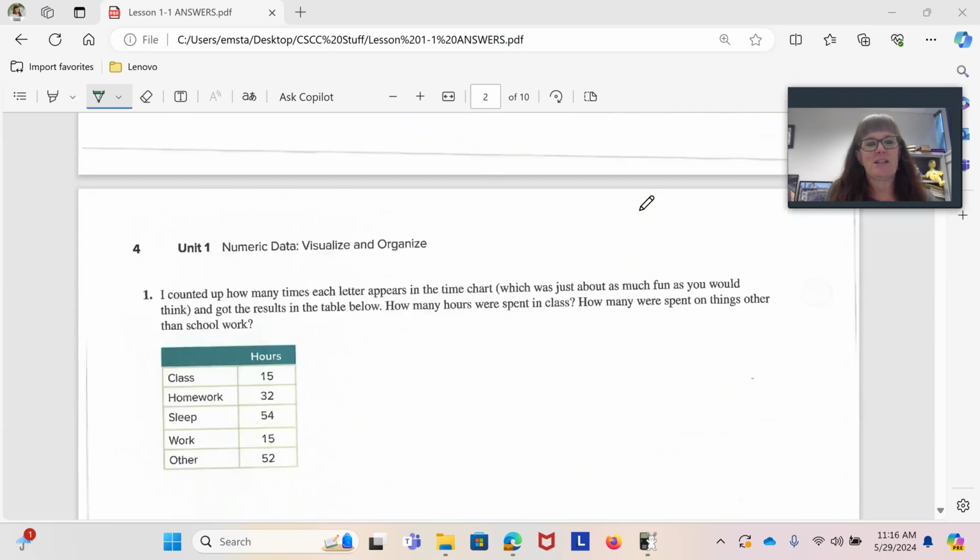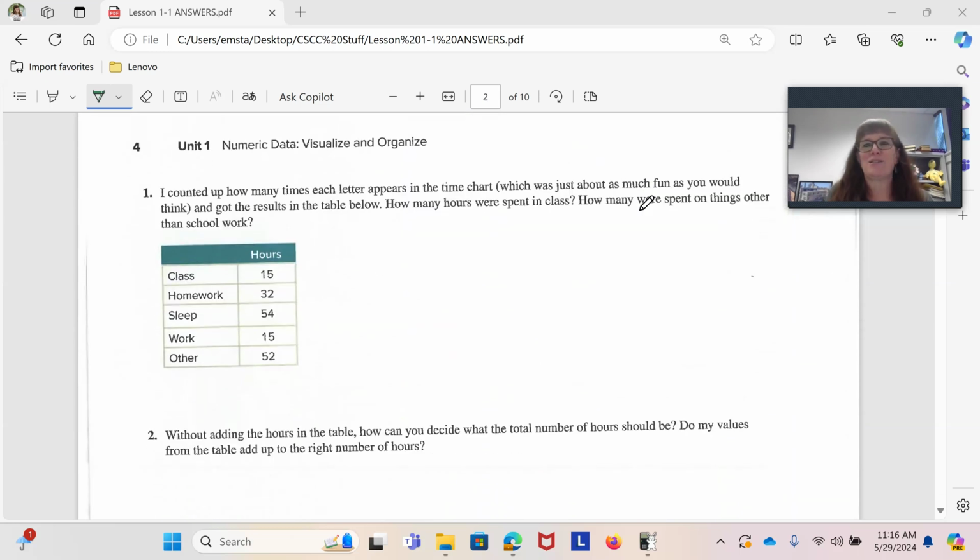If we turn to the next page, they have been kind to us and have counted up all those numbers, so we don't have to go through and count them up. So what we discovered is that our student spent 15 hours in class, 32 hours doing homework, 54 hours sleeping, 15 hours doing work, and 52 hours doing other things. So number 1 asks us how many hours were spent in class. That's that first part of the table, and that's 15 hours.